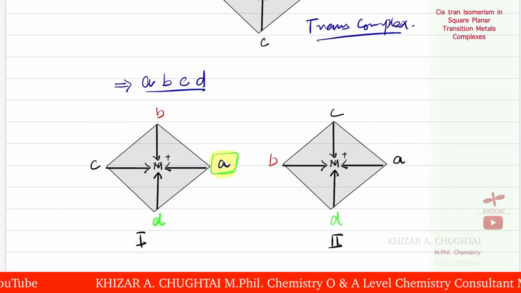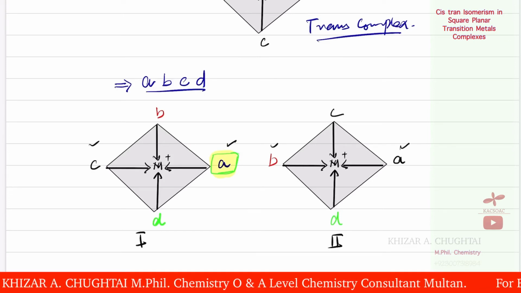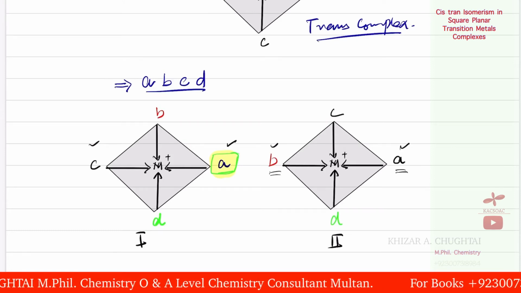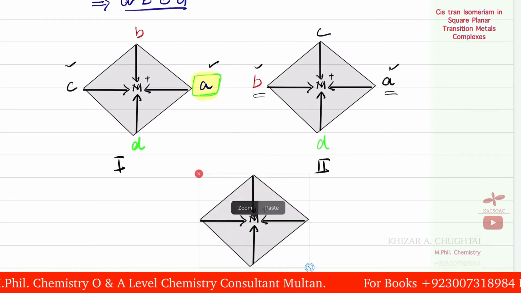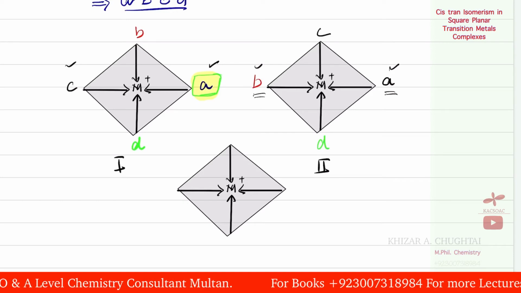In one complex, A is in front of C. In the second complex, A is in front of B. The third possibility in this case will be, once again, A.